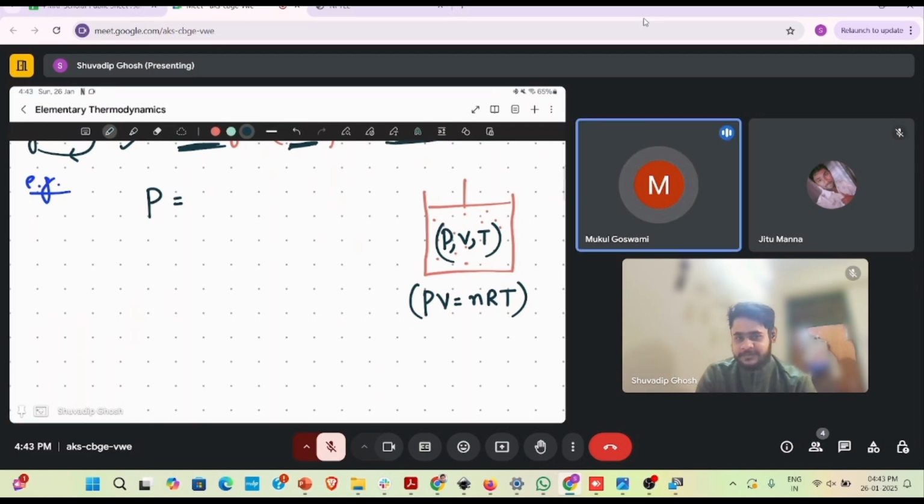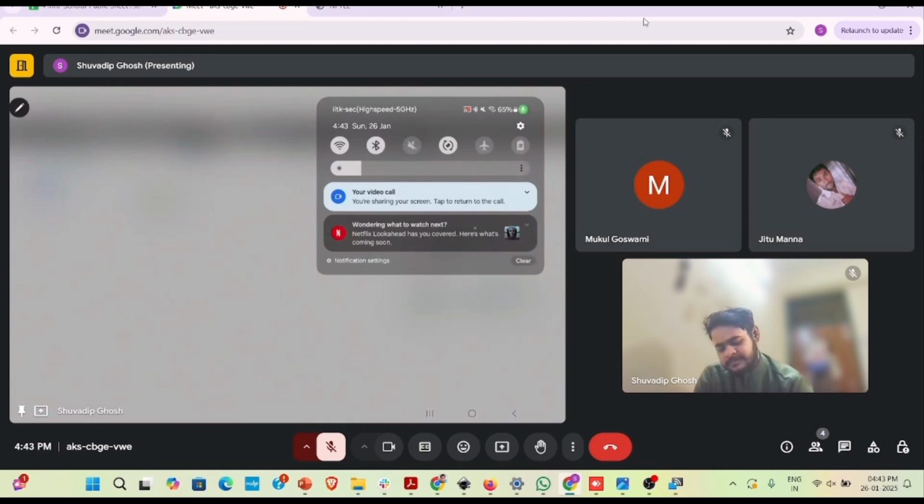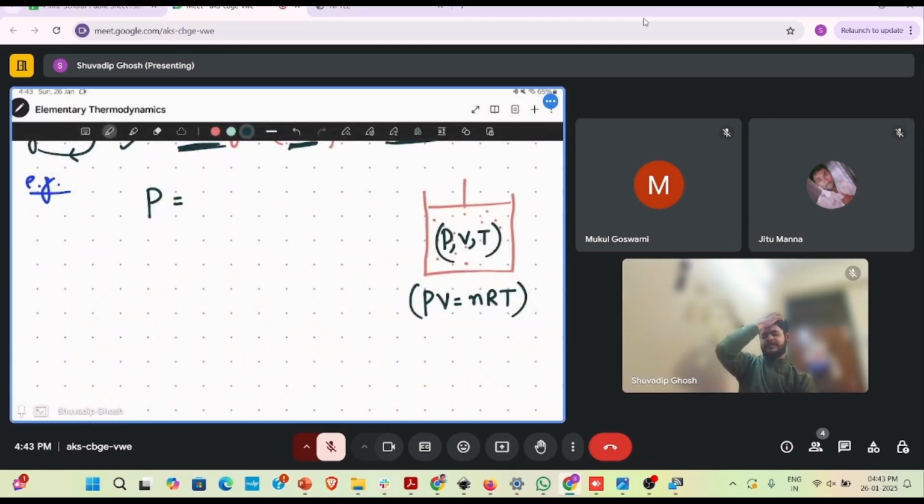Because the number of moles is not changing with time. It is not changing with time. Okay, just understand these basic things. This is very crucial to understand.